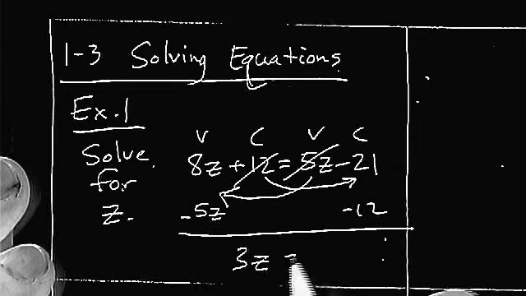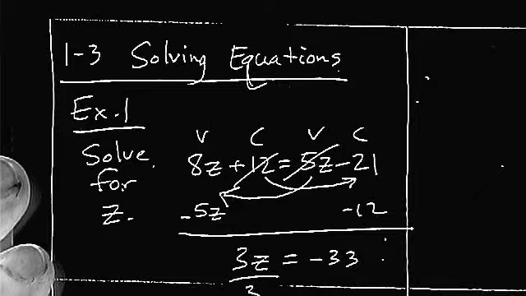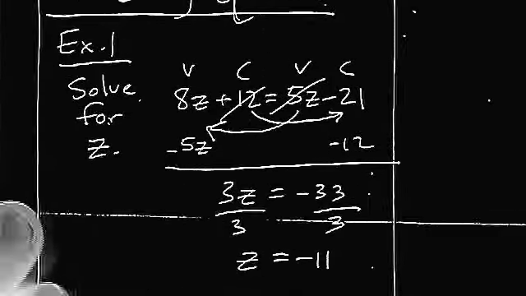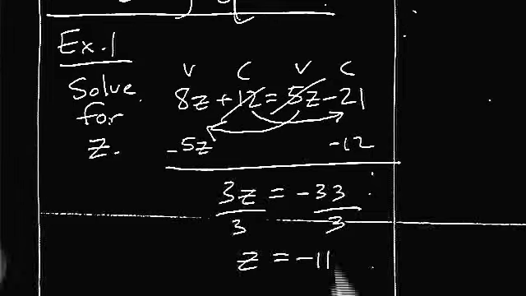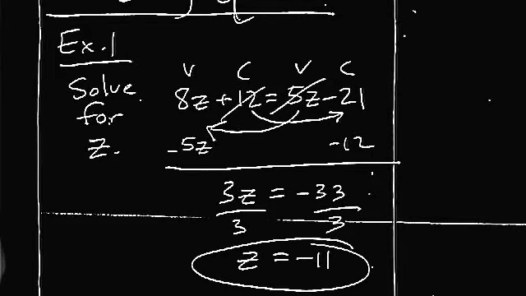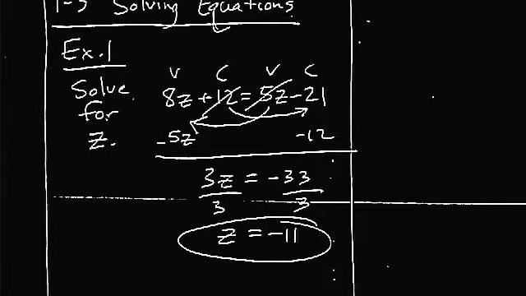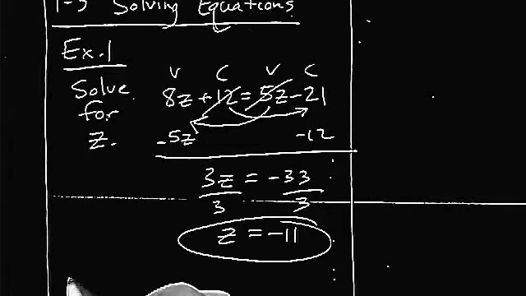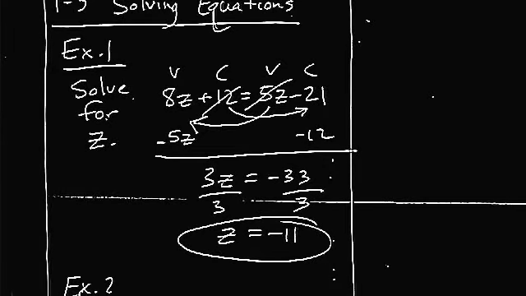Leaving me with 3z equals negative 33. And many of you would do the division and get negative 11. Not a very difficult problem to solve. Many of you would be able to do that very quickly, very easily, and have no problem with it. So our examples are going to get a little bit more difficult, but not terrible, at least not for this next one. And then we'll switch gears into something that will be more challenging.